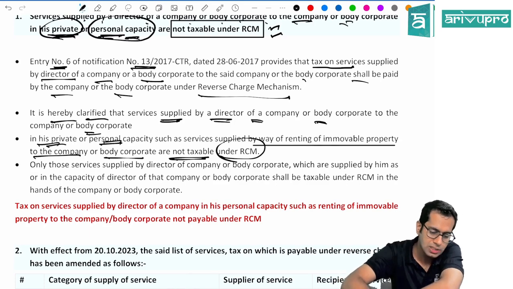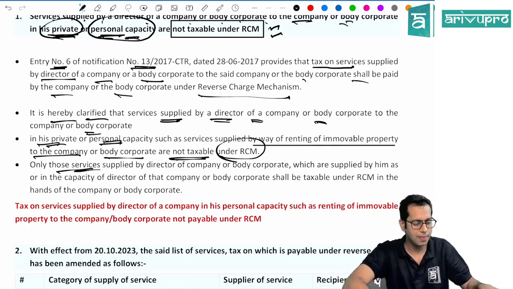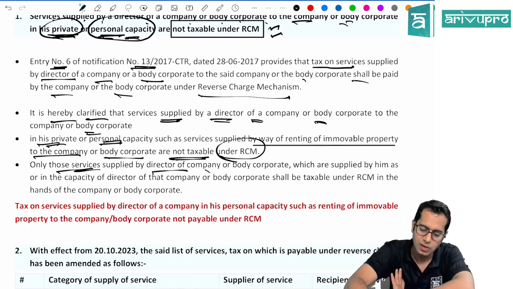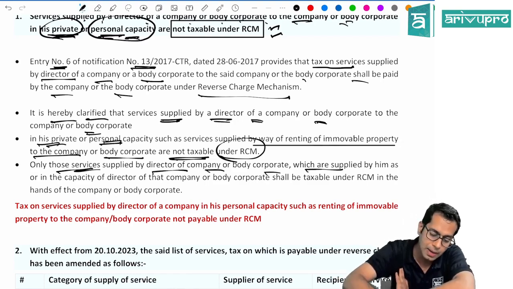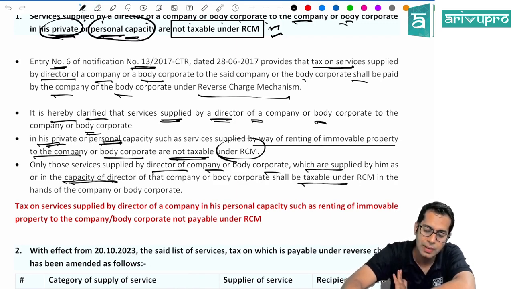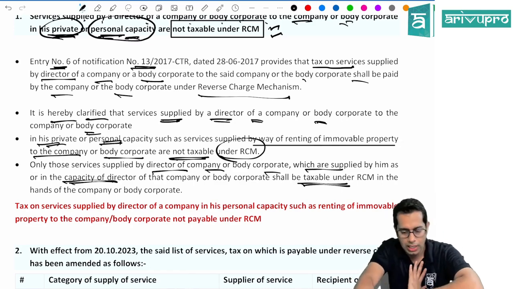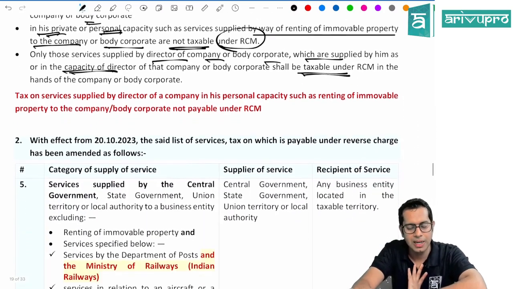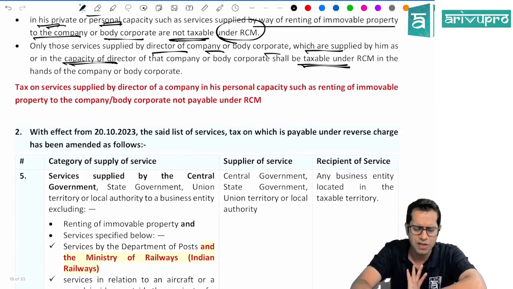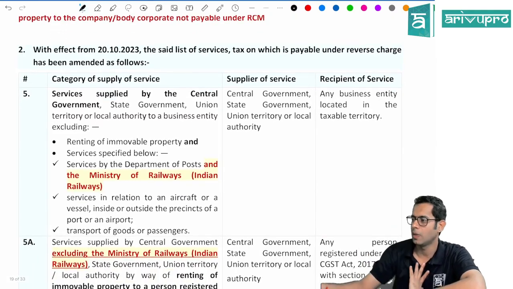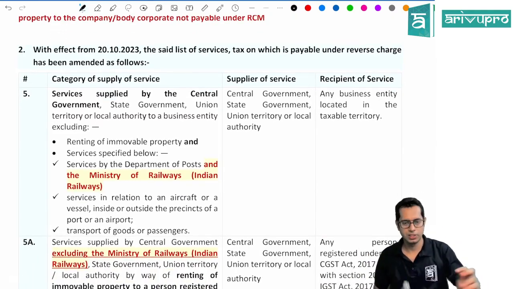Only those services which are supplied by the director of the company or a body corporate in the capacity of the director will be taxable under reverse charge. Okay, so whatever services are supplied in the capacity of director will be taxable under reverse charge. If you are supplying anything in your personal capacity, it will not be taxable under reverse charge.